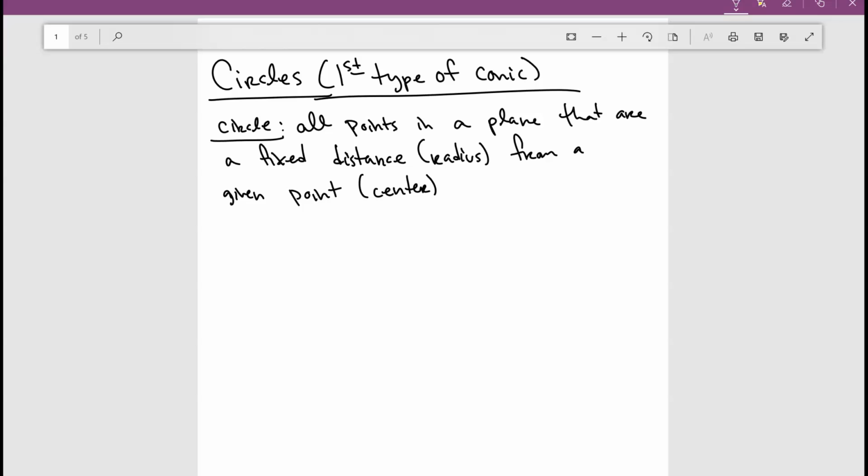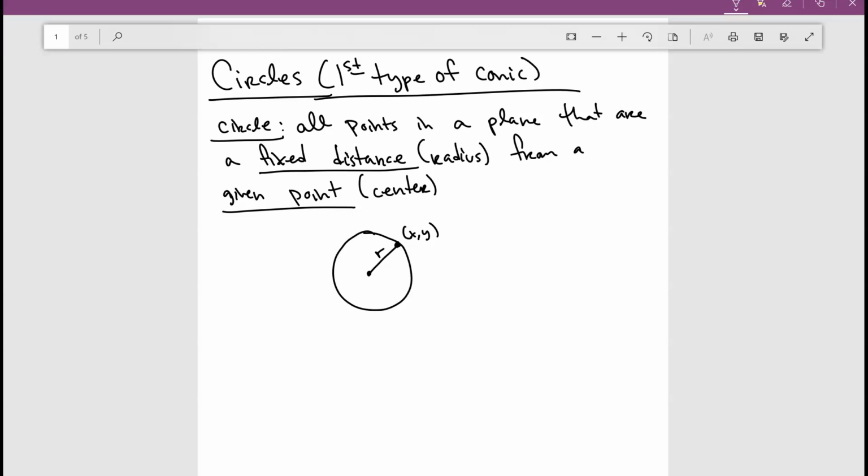So a circle basically is all points in a plane that are a fixed distance from a given point. This fixed distance we call the radius, and that given point is what we call the center. If you think of a circle, here's a circle. Here is my center. Every single point x, y is the same exact distance from it, and we call it r.